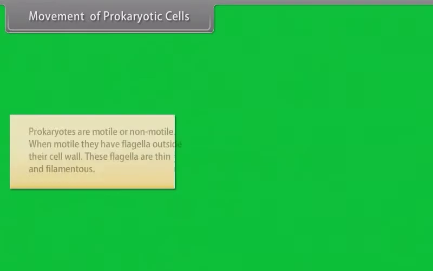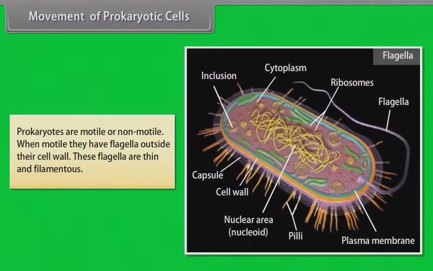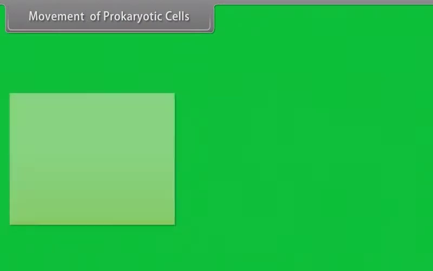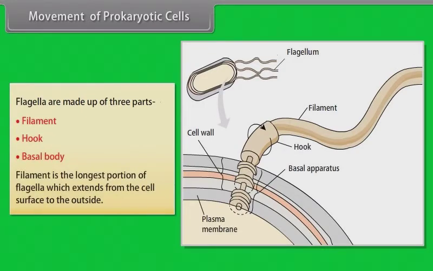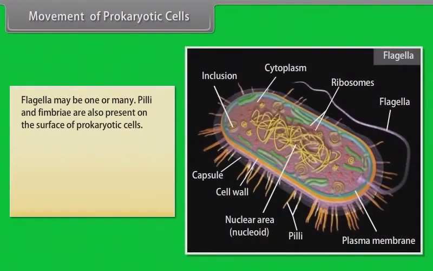Movement of prokaryotic cells. Prokaryotes are motile or non-motile. When motile, they have flagella outside their cell wall. These flagella are thin and filamentous. Flagella are made up of three parts: filament, hook, and basal body. Filament is the longest portion of the flagella, which extends from the cell surface to the outside. Flagella may be one or many.